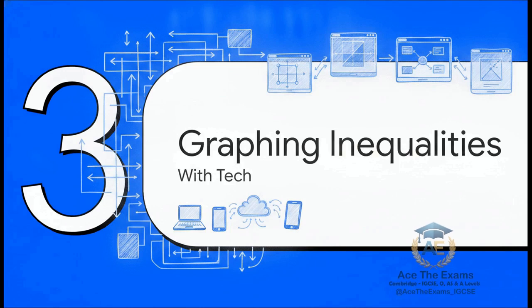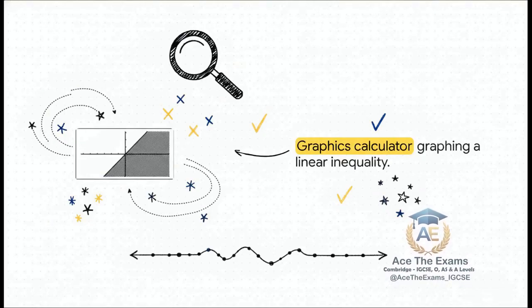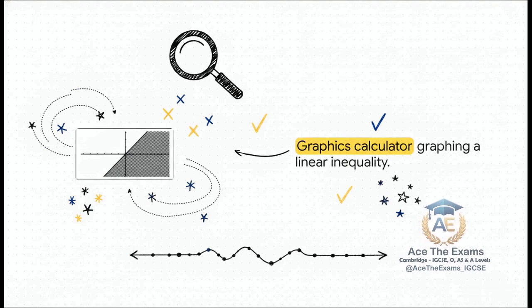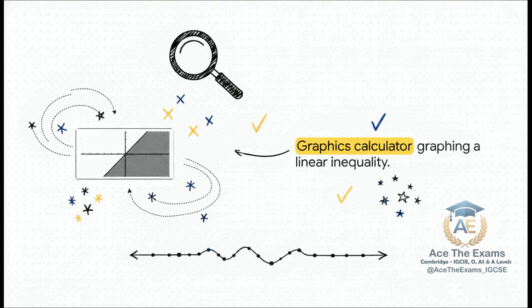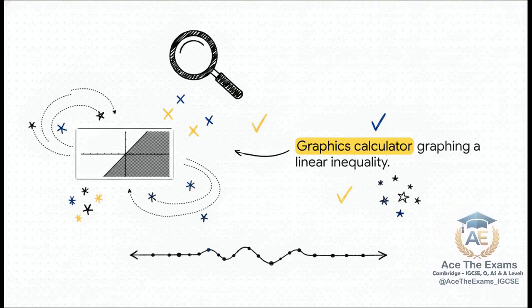Finally, let's step into Section 3, graphing inequalities with tech. For our final case file, we're looking at how modern information and communication technology handles these exact logical boundaries. Once we truly understand a generalized mathematical rule, we can leverage tech to visualize it instantly. Look at this visual evidence.